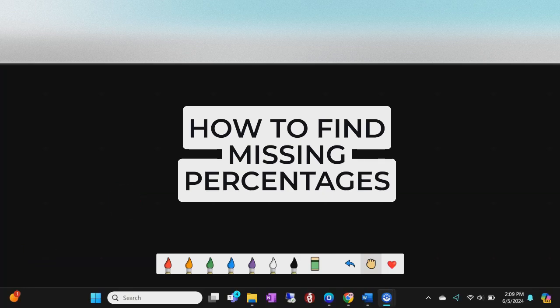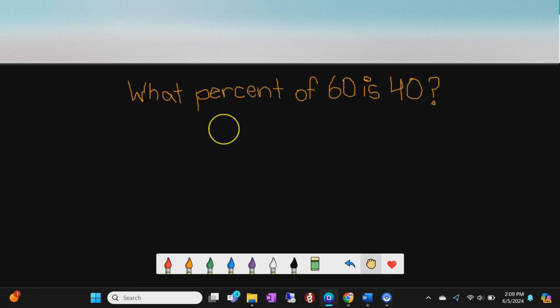Hi, today we'll be learning how to find the missing percentage. So our first example is, what percent of 60 is 40? What we have to first do is turn 60 and 40 into a percentage. We switch these two numbers and we put them as fractions.